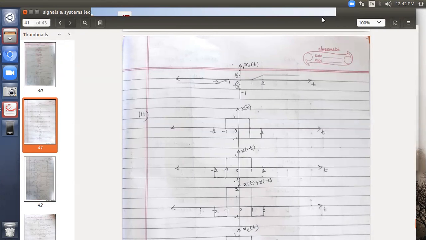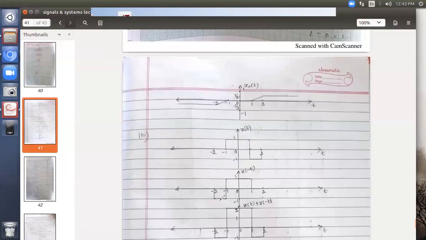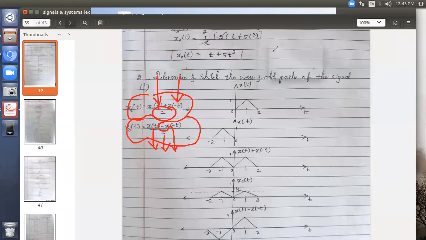The basic idea behind the even and odd components is these two equations. You should remember this. For the even part, take the original signal x of t, add it with the reflected signal, and then halve the amplitude. For the odd part, take the original signal, subtract the reflected version from it, and then divide the amplitude by half. So these two are the basic equations to find the even and odd components.